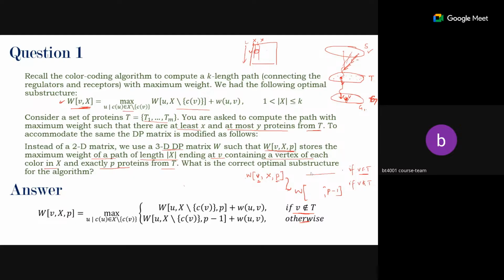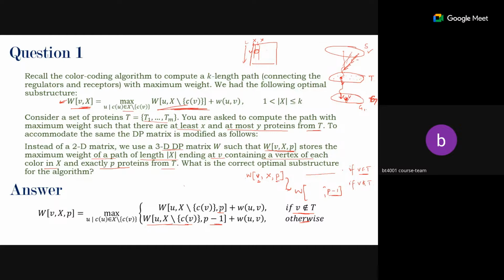It's exactly the same as in the original color coding algorithm that we had discussed. So we want to find the weight of U, X minus C of V, the way we used to compute it. So it will be exactly the same, but the difference is that if our V is in T, then we look into the lower dimension. And if V is not in T, then we look into the same dimension, because V is not a protein, so we will not be including V in P. Which means we are already having P proteins, so we look in the same dimension itself.